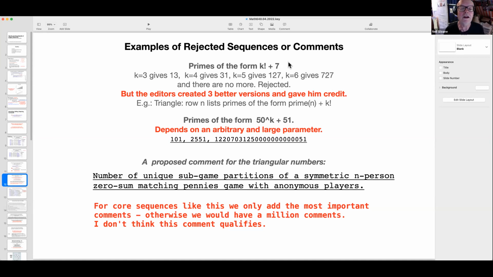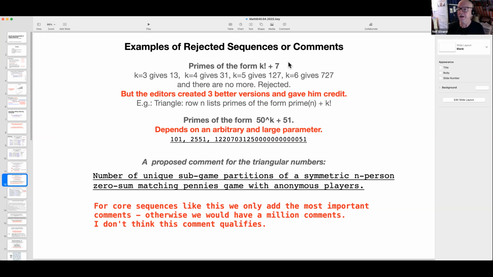So we rejected it. It only has 4 terms. You can get 13, 7 plus 6, is the first example. K equals 3, you get 6 plus 7, you get a prime, but you only get 4 primes, and then it stops. So it's kind of a stupid sequence. So we rejected it, but on the other hand, we created 3 other sequences following the idea from this.